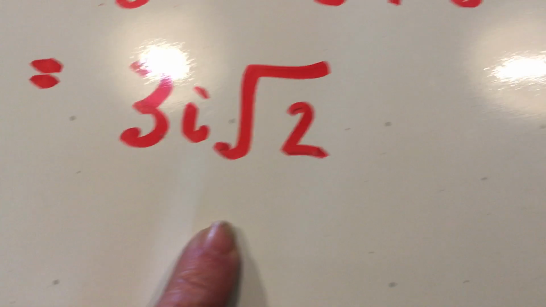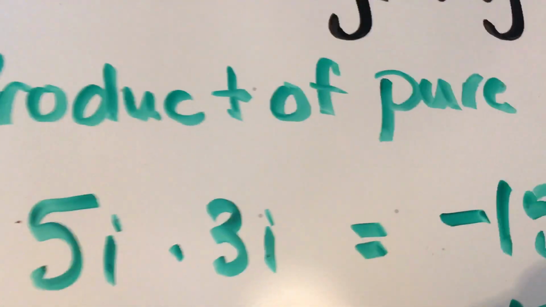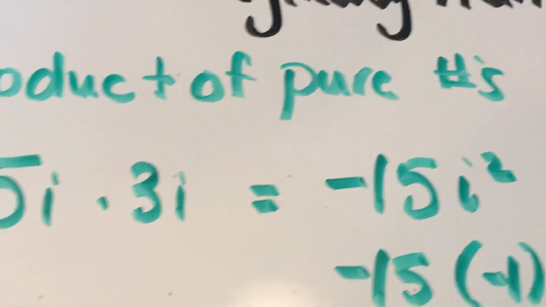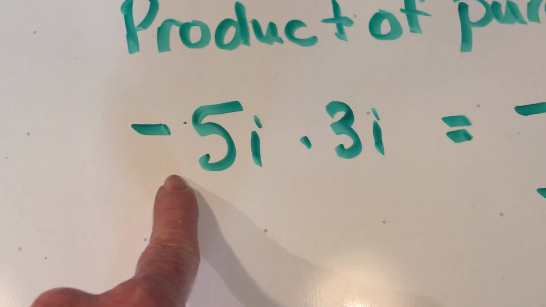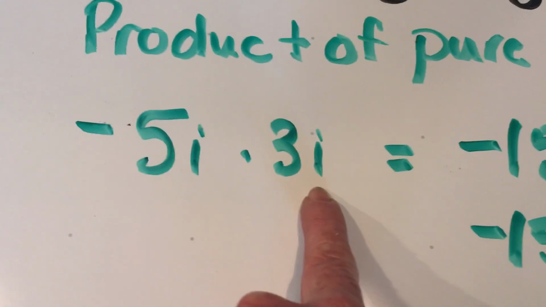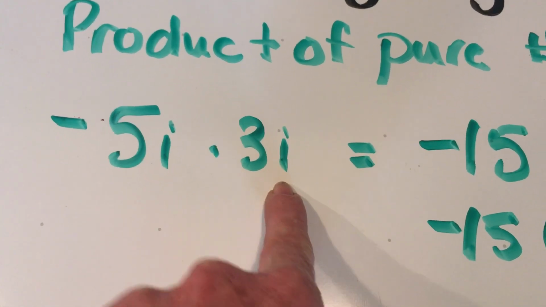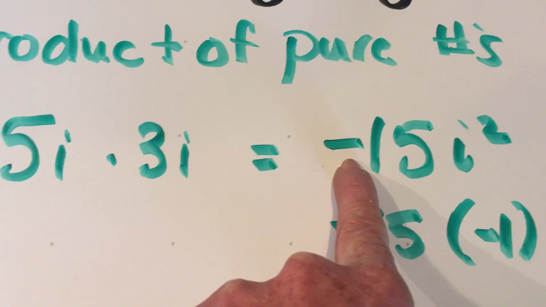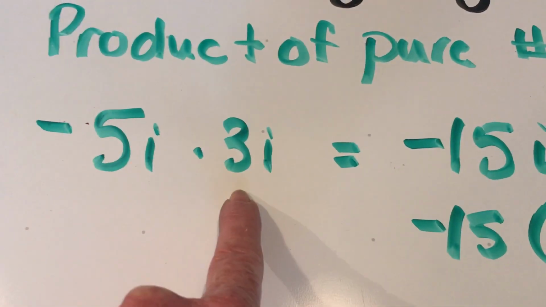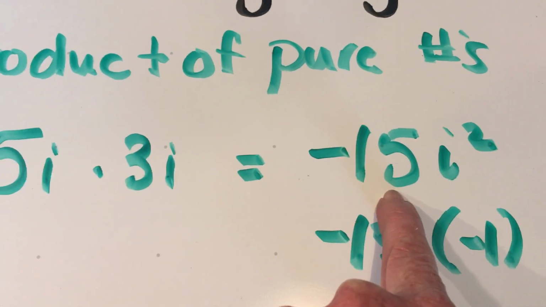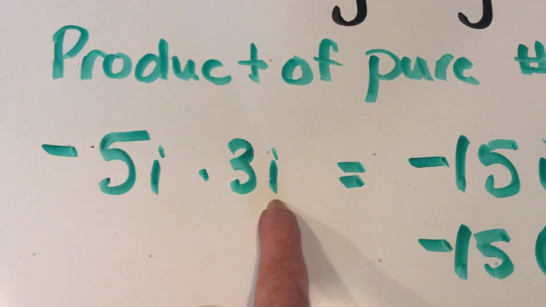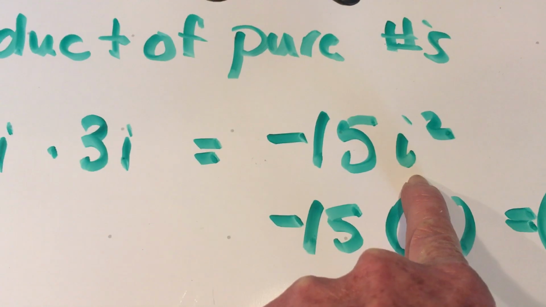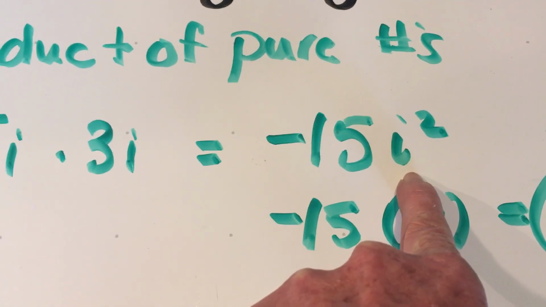Okay? Next type of problem that we're going to do is called doing the product of pure numbers. Pure numbers means they're imaginary numbers. So we have -5i times +3i. So we have a negative times a positive, which we know is going to give us a negative. We have 3 times 5, which is going to give us 15. And we have I times I, which gives us I squared. So our answer right now is -15I squared.